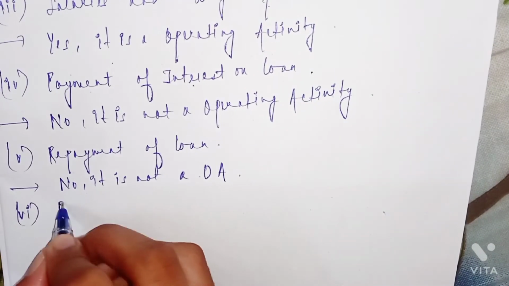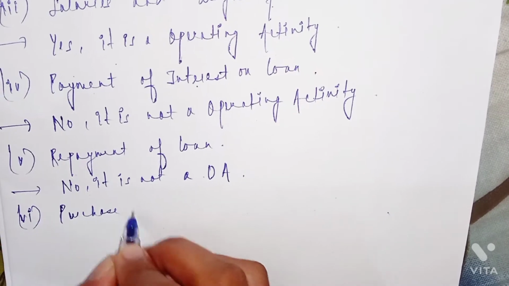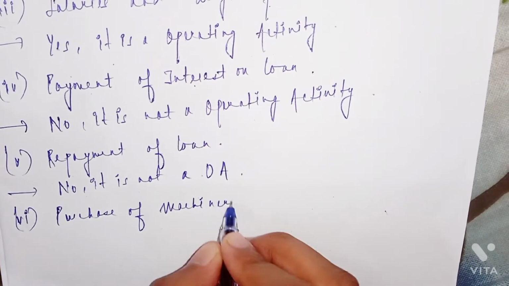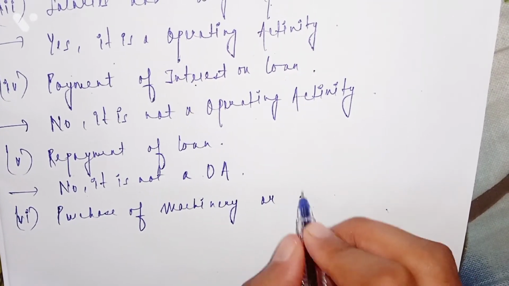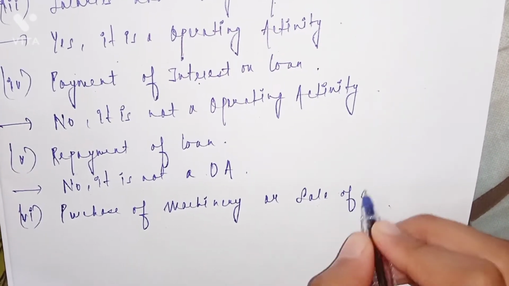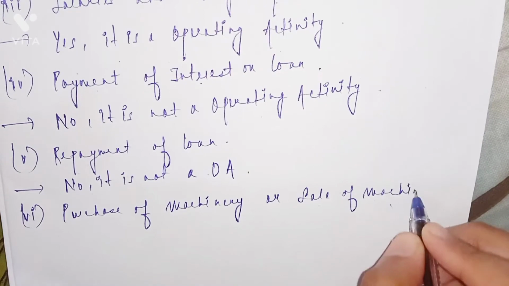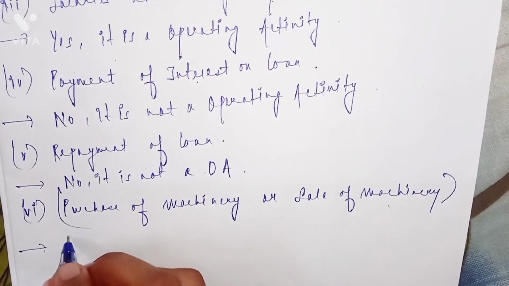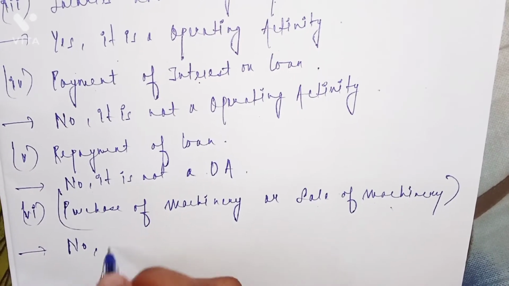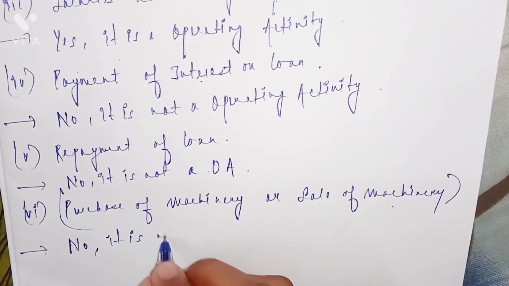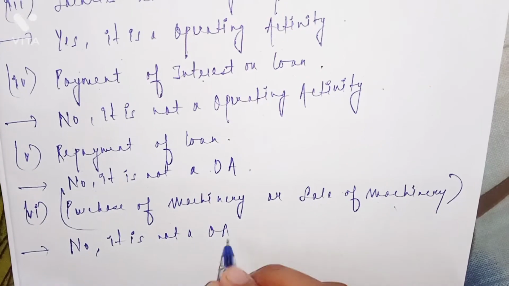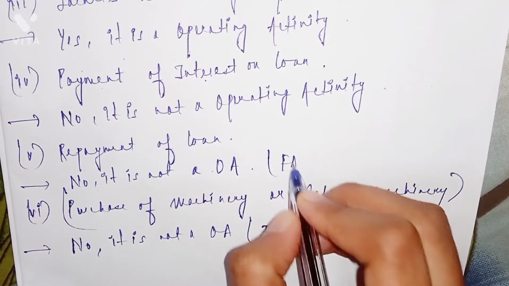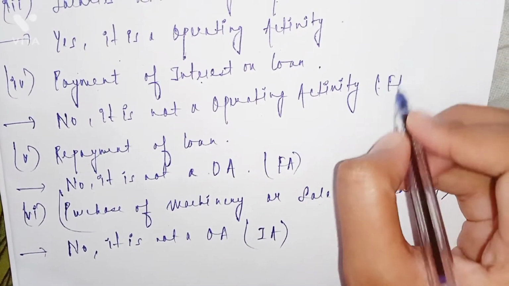6, purchase of machinery or sale of machinery. These both are not operating activities, they are investing activities, so it is not an operating activity. Rather, they are investing activities. Here, they are a financing activity and here also a financing activity.